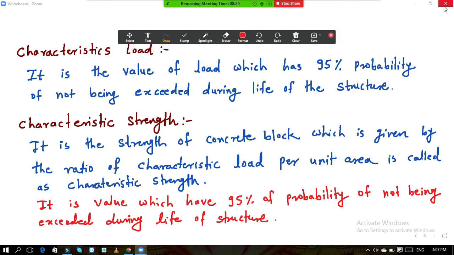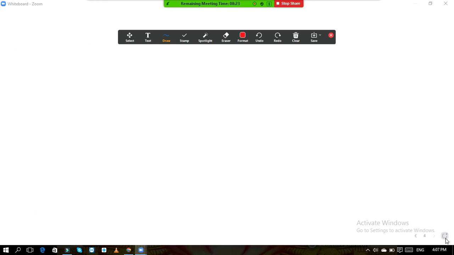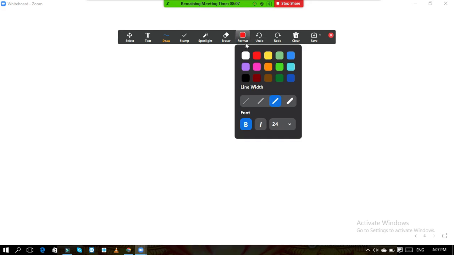Okay. So now we will take the next point. Now some load combinations are there, some load factors which are used in different load combinations. So I will write that table here. You copy down that table.